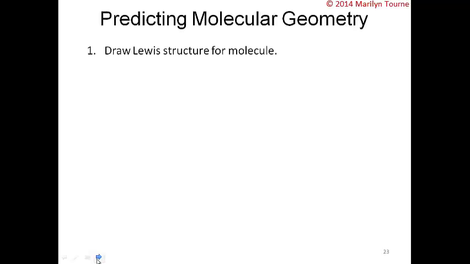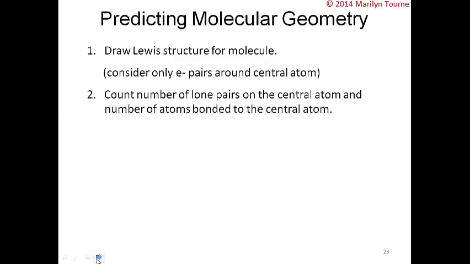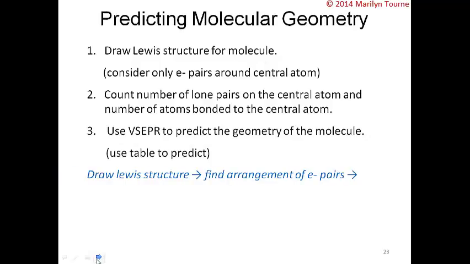As far as what steps you do to figure out the molecular geometry, you would first draw the Lewis structure for the molecule, and then of course consider only electron pairs around the central atom. And then you would count the number of lone pairs on the central atom and the number of atoms bonded to the central atom, and then use the VSEPR model to predict the geometry of the molecule. And you can use the table to predict it for now. So you would draw the Lewis structure, find the arrangement of the electron pairs, find the arrangement of the bonding pairs, and then determine the geometry.